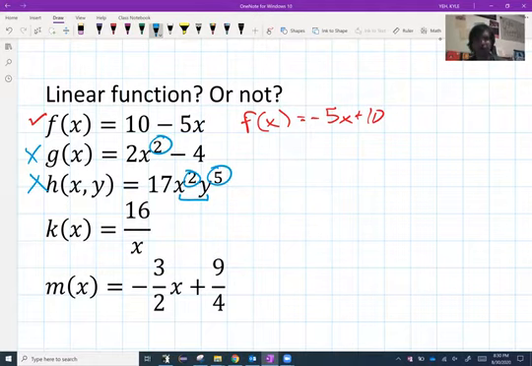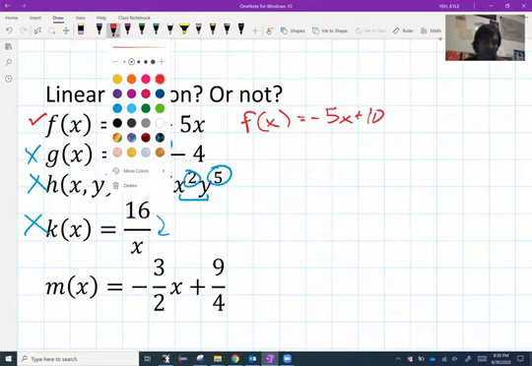The fourth one looks a little more promising. We only see x to the first, things like that, but we are dividing by a variable which we said was a no-go with linear functions. So dividing by the x, not linear. Which means, based on the hint I gave you earlier, this 5th one has to be linear, and it is.